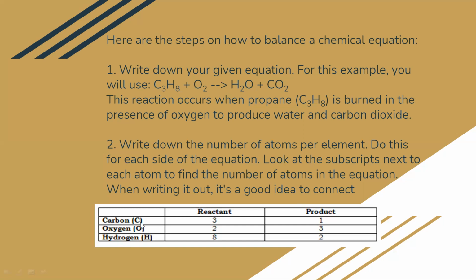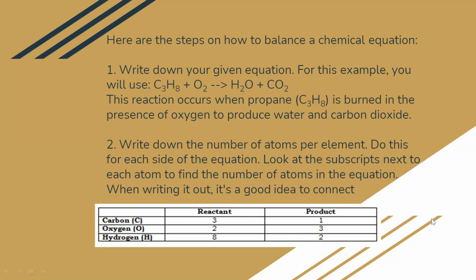So for the carbon, how many carbon do we have in the given equation? We have three in the reactant, so just write three. Oxygen, we have two, just write two. Hydrogen, eight, just write eight. For the product, we have carbon, one only, so just write one. For the oxygen, we have one plus two, so three in total. For the hydrogen, we have two, so just write two. Now, take a look if it's balanced or not. How many carbon do we have? Three and one, so it's not.